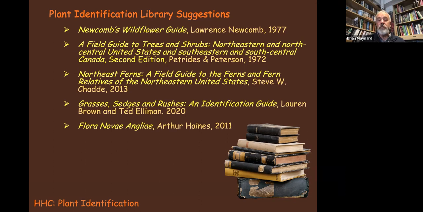And then for the real professional botanists and taxonomists, the current guide that's used for New England is the Flora Novae Angliae, or the Flora of New England, by Arthur Haines, who's associated with the Native Plant Trust and Garden in the Woods. This was published in 2011 and recently had a large update, which is available through the Go Botany website. So these are some of the books that I would have in my library just as a beginning library for plant identification.